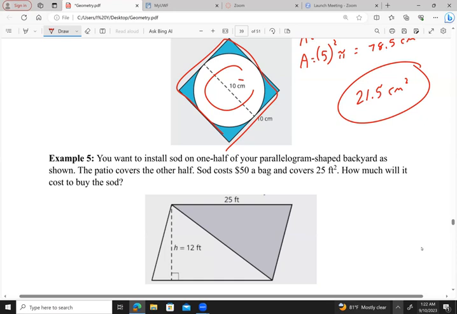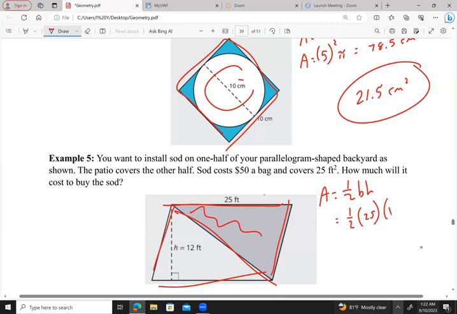So if you remember, this triangle here and this triangle here are going to have the same area. They're going to have the same height. So really, we just need to find the shaded area here, which is the area of a triangle, 1/2 base times height, which is 1/2 times 25 times 12, which is 150 square feet.